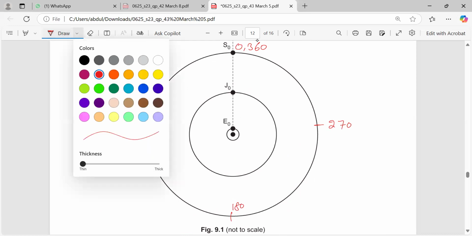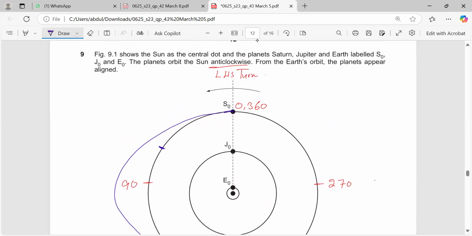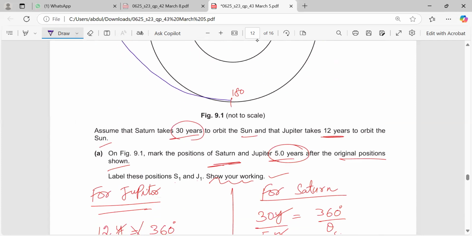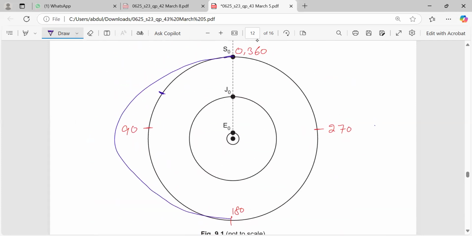Again, as usual, place the protractor roughly like this. Read from 0, and where it will be 60, almost here it will be 60. So you are supposed to write S1 there. Wherever it is 60, just put a line and write S1. This is for Saturn. What about Jupiter?